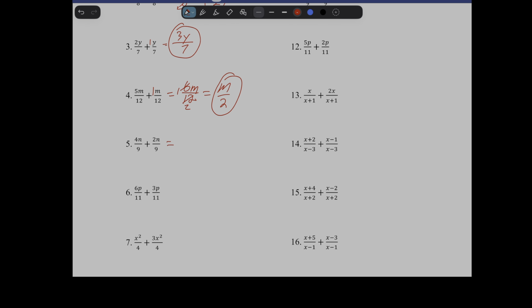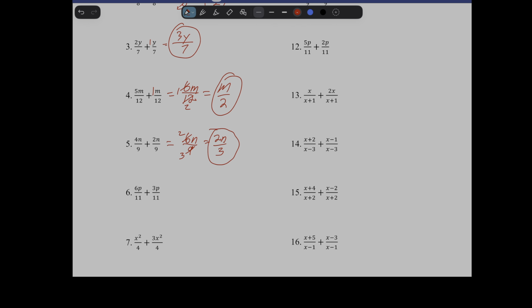Going on to 5. Common denominators, you just copy them. And we're just going to go 4n plus 2n, which is 6n. 3 goes in the 6 2 times, and 3 will go in the 9 3 times. I'm just finding a number that will go into both. And then that'll leave me with a 2n over 3.